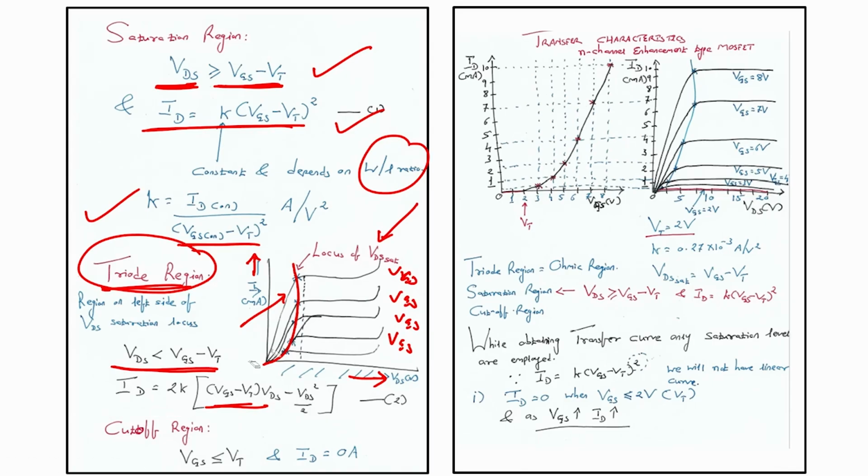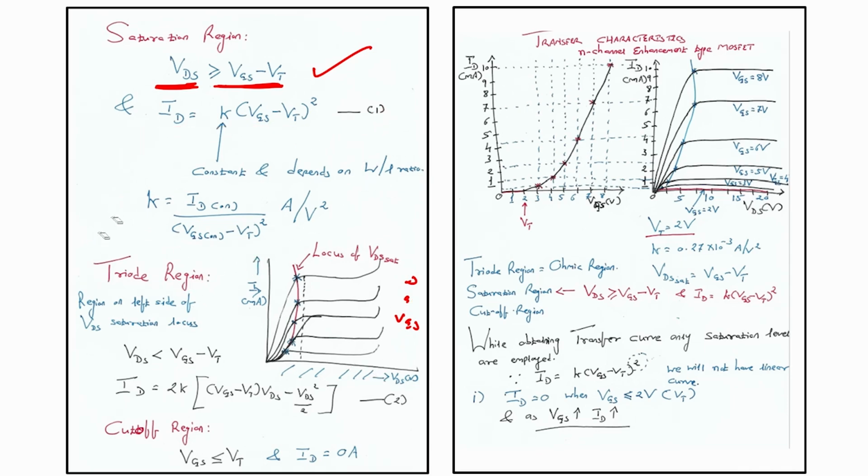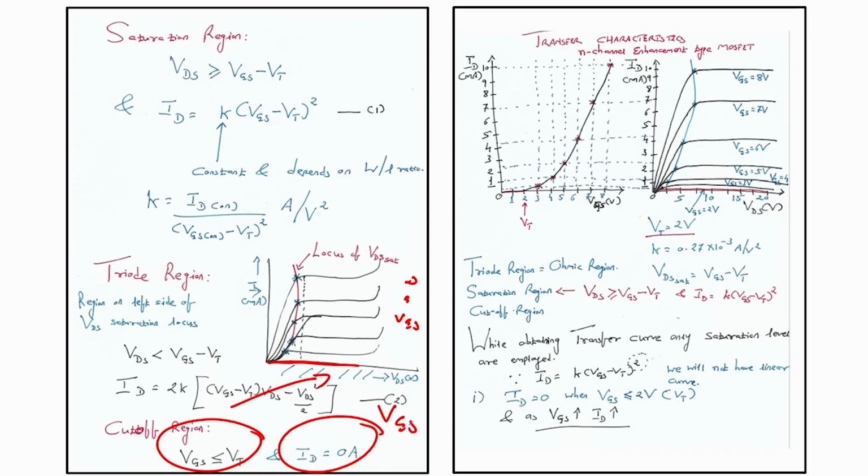What if we consider the cutoff region? Where is the cutoff region here? Yes, you got it correctly. It is right over here, in this region. So, when VGS is less than VT, or less than or equal to VT, we have current ID equals 0. You can see here the current is 0, because my VGS is equal to the threshold voltage or is less than the threshold voltage.